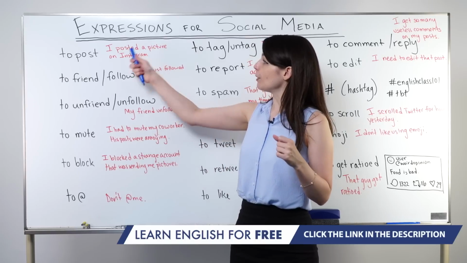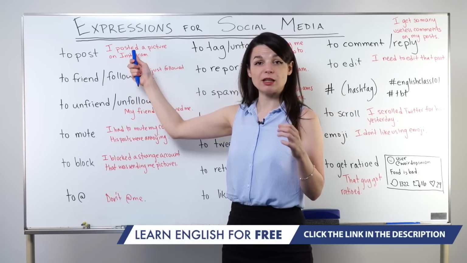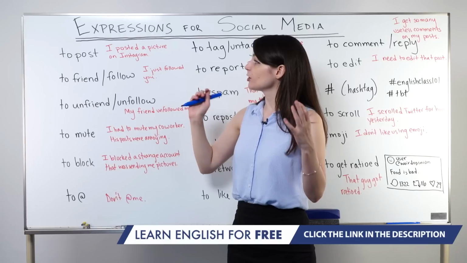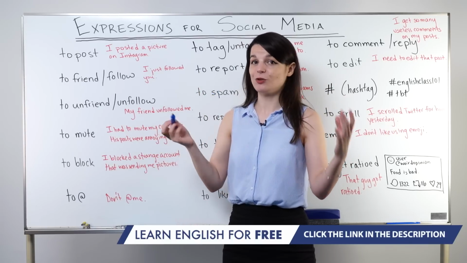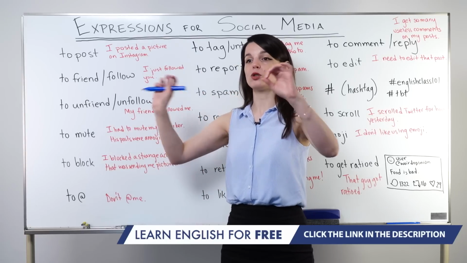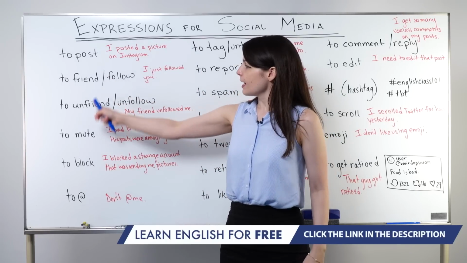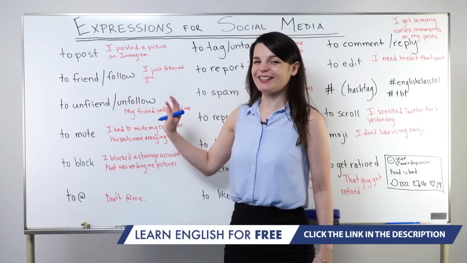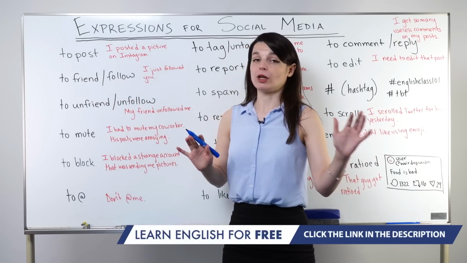For example, I posted a picture on Instagram. So post in past tense becomes posted. I posted a picture on Instagram, or I posted a picture on Facebook. I posted a picture on Twitter. You can use it to talk about sharing something on social media. To post.